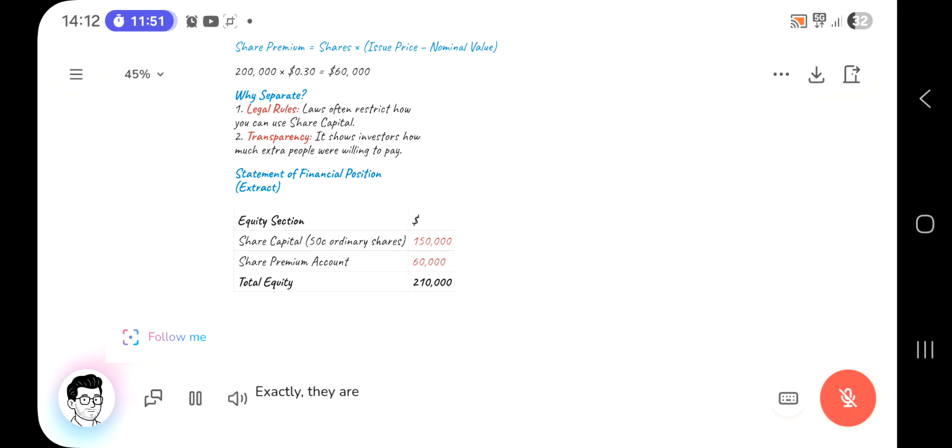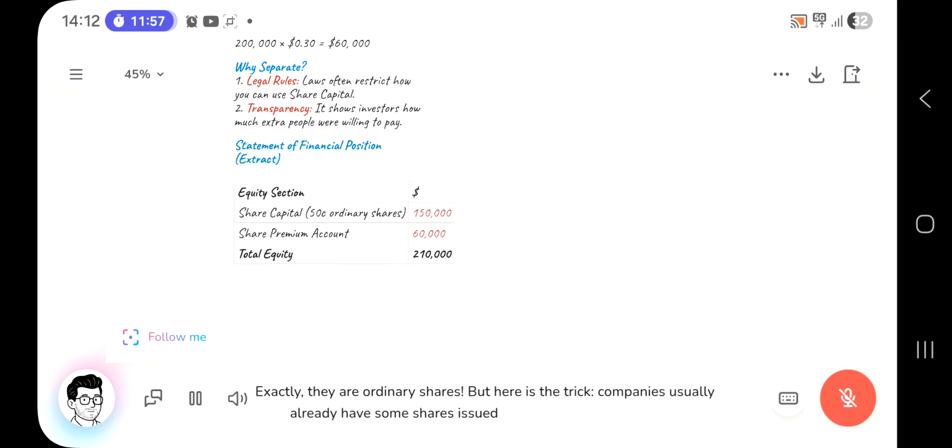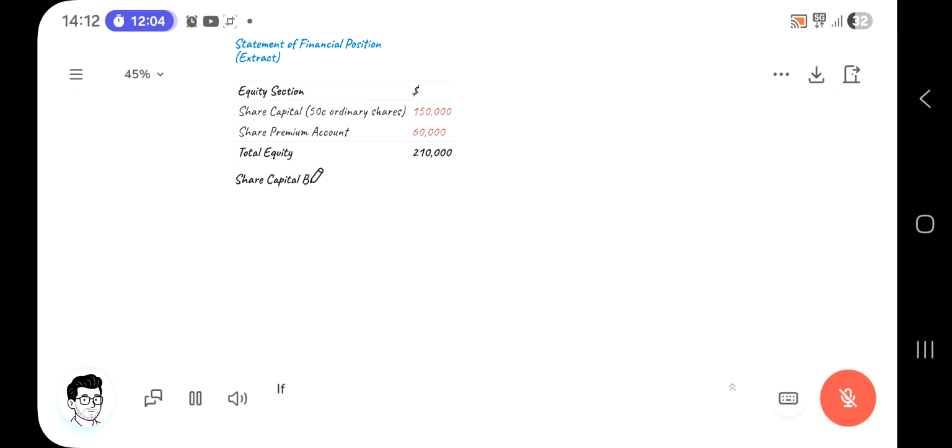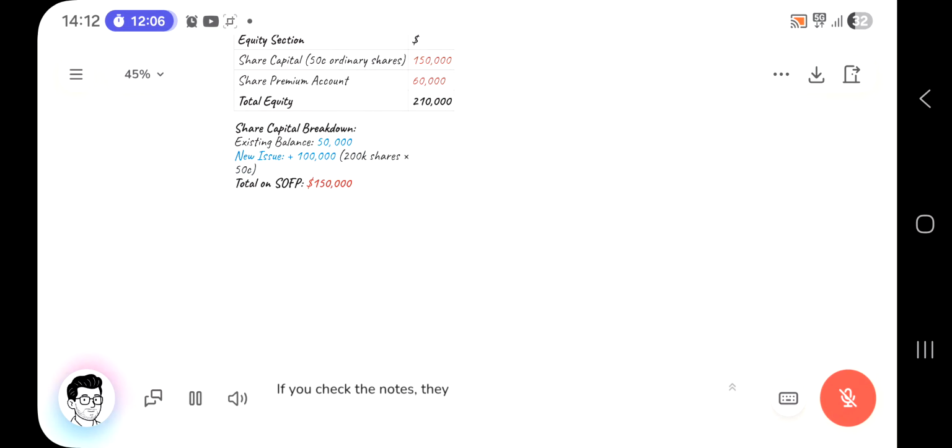Exactly. They are ordinary shares. But here is the trick. Companies usually already have some shares issued before they do a new round. If you check the notes, they show 50,000 plus 100,000. That 50,000 was the starting balance. We added our new 100,000 from this transaction to get that total of 150,000.